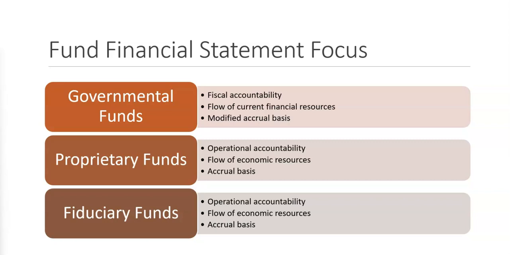Governmental funds use a modified accrual basis system of accounting, and we're going to look at the flow of current financial resources. Proprietary funds and fiduciary funds look at the flow of economic resources. The accounting rules are just a little bit different for each of them, and we're going to have a chapter focused on each of the different types.